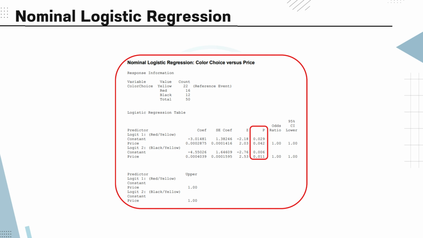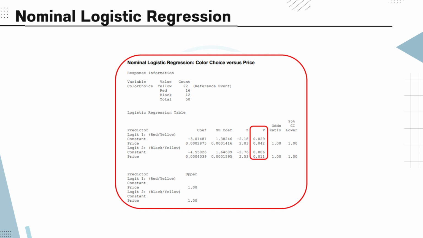Step 2. Focus on the p-values. Let's check the p-values of the predictor price. For Logit 1, red versus yellow, the p-value is 0.042. For Logit 2, black versus yellow, the p-value is 0.011. Since both p-values are less than 0.05, we conclude that price significantly influences the customer's choice of color. In simple terms, the cost of the car impacts whether customers pick red or black over yellow.